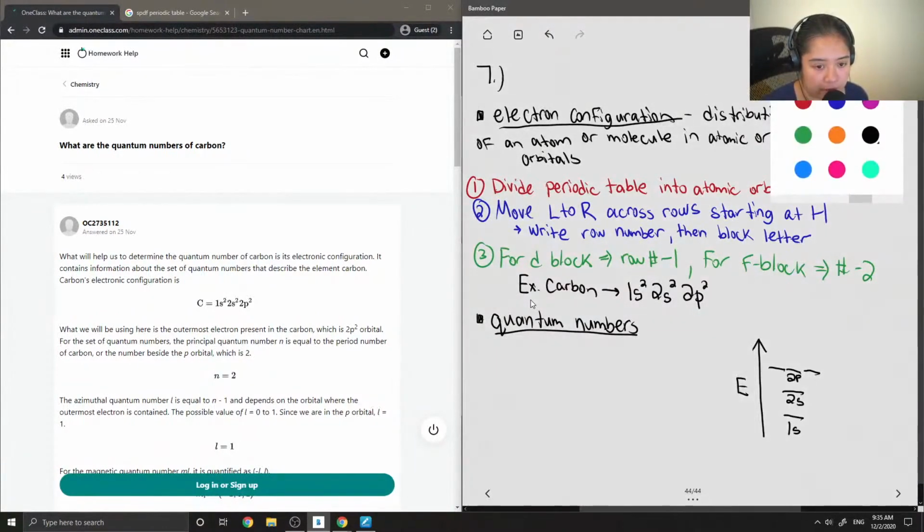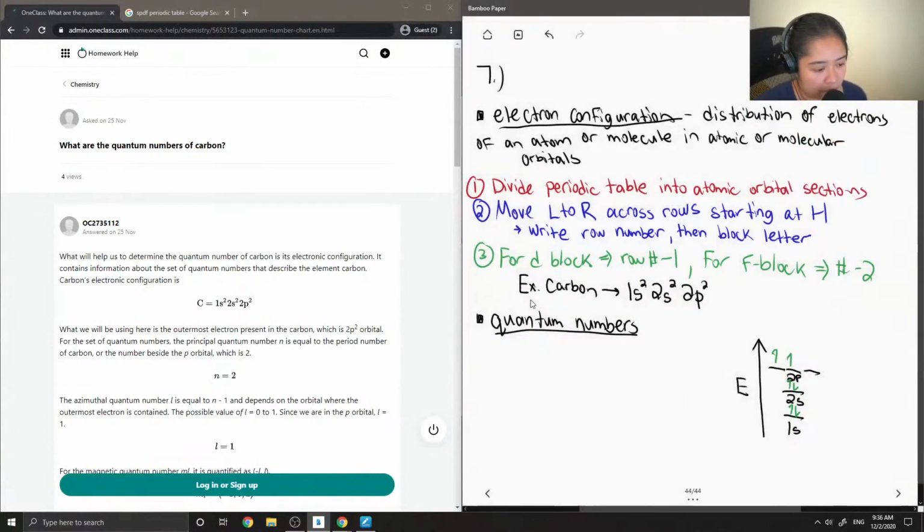If I were to draw out all of the electrons, there are 2 electrons in the 1s orbital, 2 in the 2s orbital, and lastly, 2 in the 2p orbital. Both of them are spinning up. Now to find the quantum numbers, n is equal to 2, and this came from the 2 in 2p. When we want to find our l numbers, this is based on the block letter. S has an L value of 0, P has an L value of 1, D is 2, and F is 3.